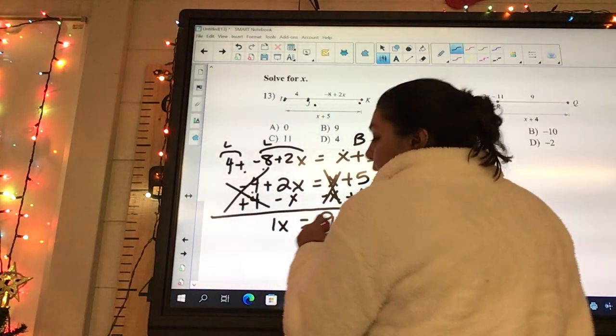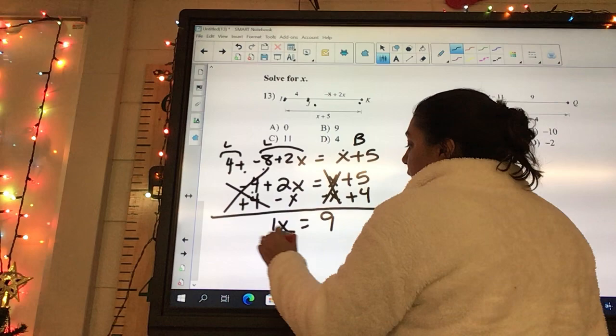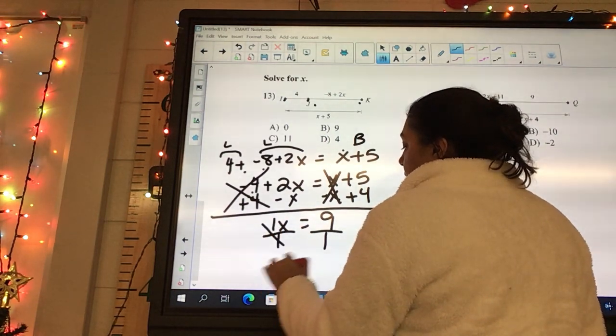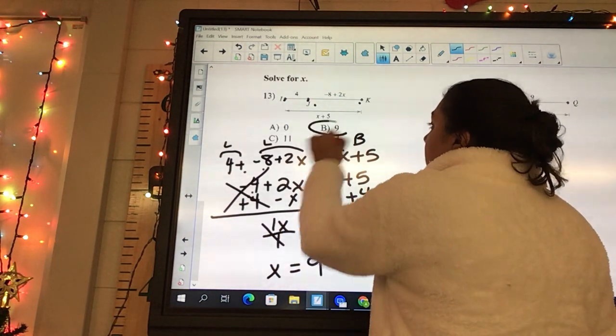Okay, and then our last step is always to do what? Divide. x equals 9. Good.